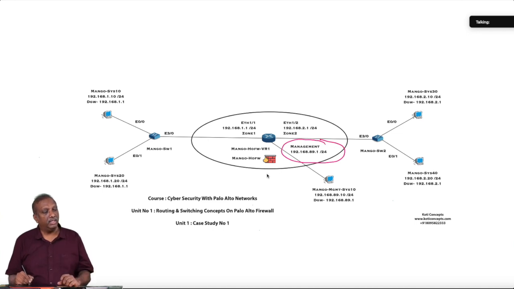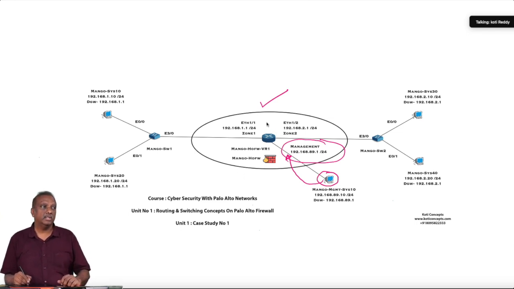So how to configure the management interface on the Palo Alto firewall. How to configure and how to log on to the firewall using the browser on this particular system using an HTTPS connection, and then how to first of all change the username and password on the Palo Alto firewall. The username is admin. How to change the default password on the Palo Alto firewall.